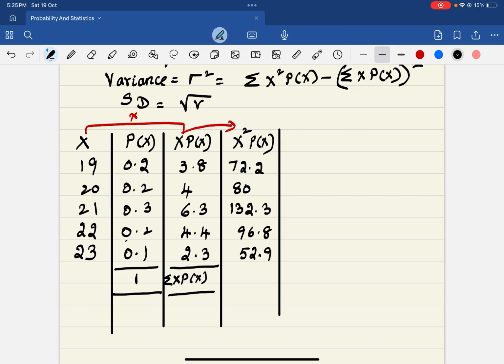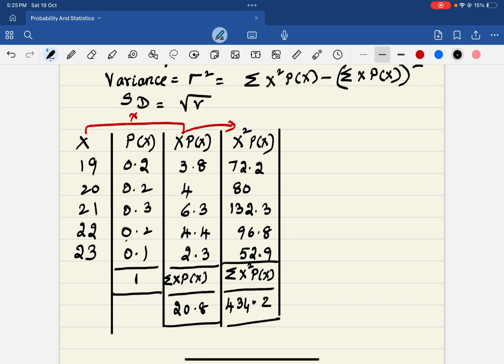This is 3, 4, 7, 6. So that gives you 20.8. And this is the value of sigma x square times p of x. So what is this value now? That is 434.2. So these are the values of all.